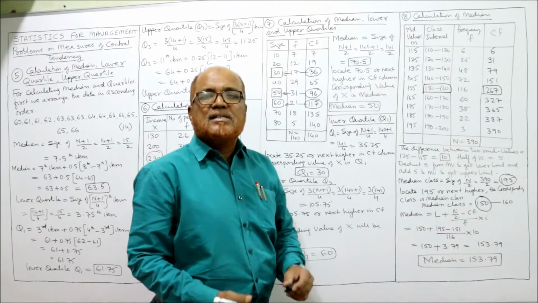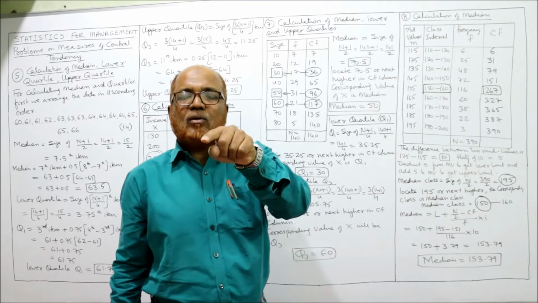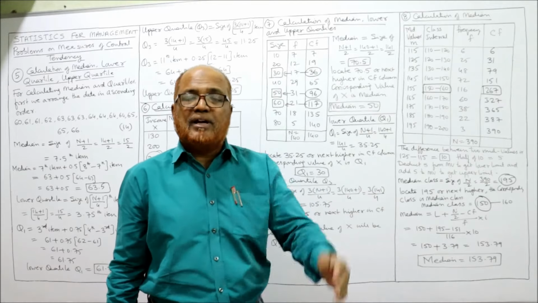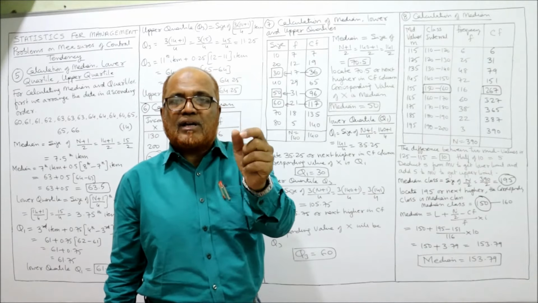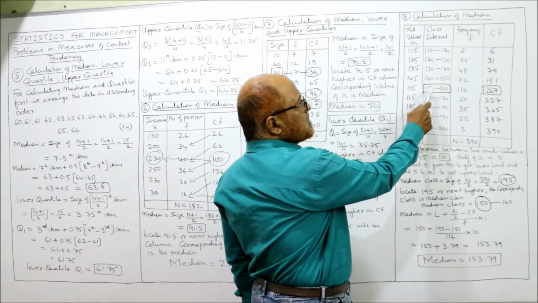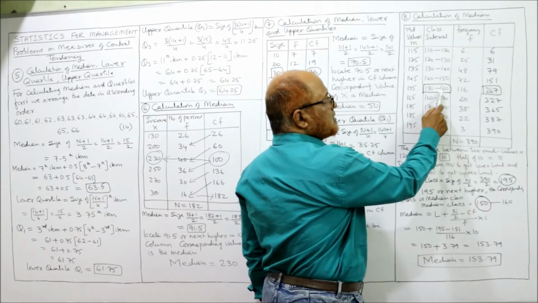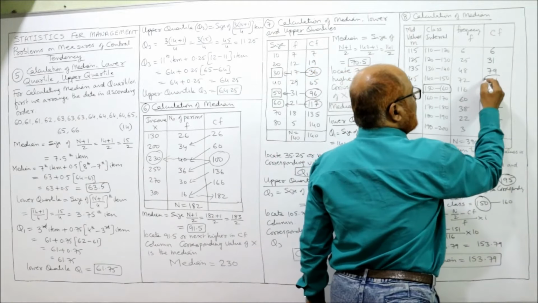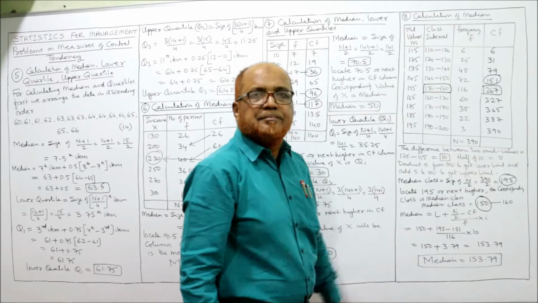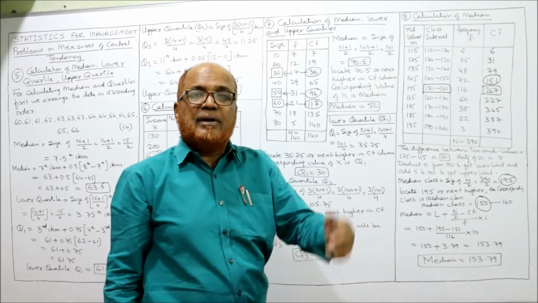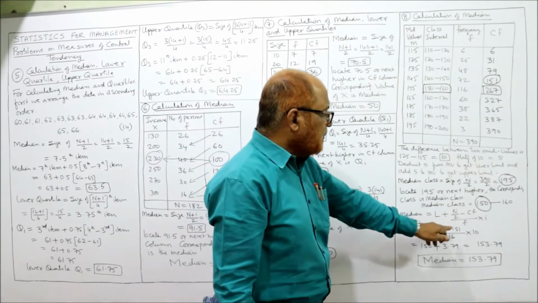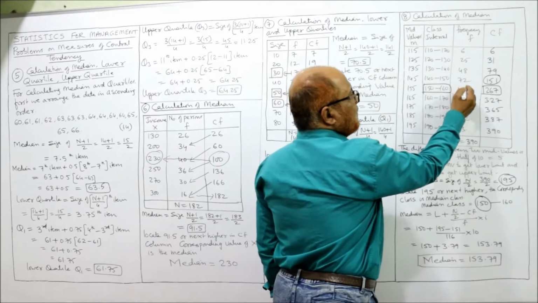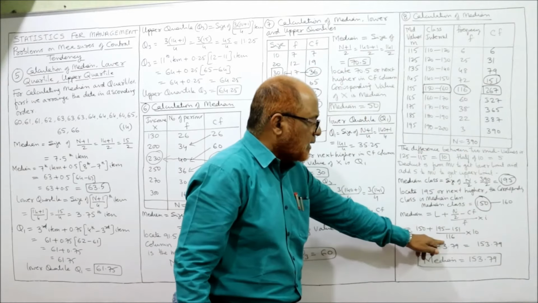Minus CF. CF means the cumulative frequency of the class preceding the median class, before the median class. Median class is 150 to 160. So before this, this one. So this is CF, 151 is the CF. And F means frequency of the median class. The median class is this one. The frequency is 116. So F is equal to 116.